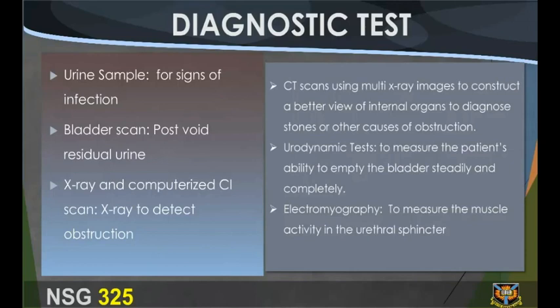Diagnostic tests: urine sample for signs of infection, bladder scan, post-void residual urine, X-ray and computerized CT scan. X-ray to determine obstruction; CT scans, using multiple X-ray images to construct a better view of internal organs to diagnose stones or other causes of obstruction. Urodynamic test to measure the patient's ability to empty the bladder steadily and completely. Electromyography to measure the muscle activity in the urethral sphincter.